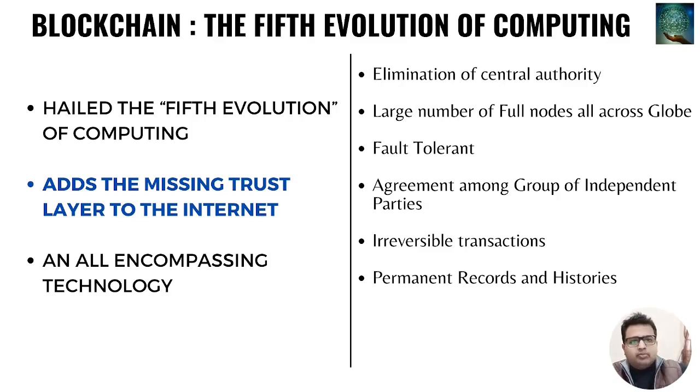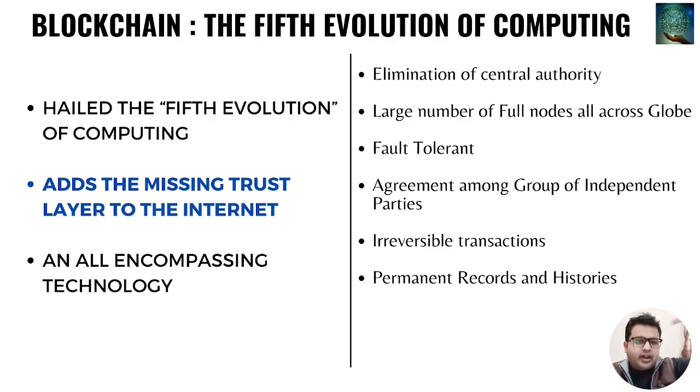It's been spread among multiple full nodes all across the globe, and it is fault tolerant. Now, why is it fault tolerant? In a centralized system, let us suppose that the centralized system crashes, then the system will go down. You might have seen many of the websites, they go down. Why do they go down? Because if the central server goes down, then you can't do anything.